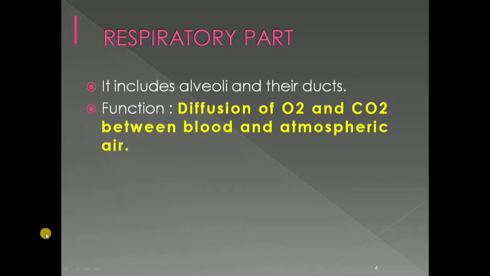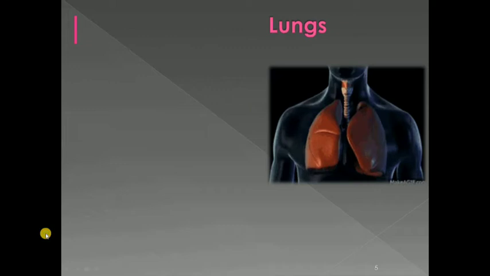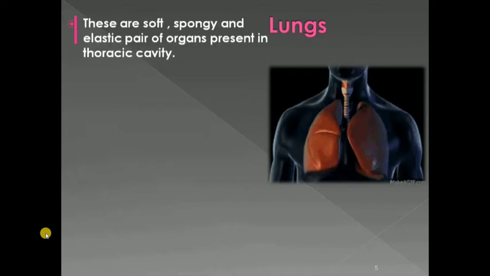Now let's take a brief review of the parts of our respiratory system. First of all, let's talk about the main organs of the respiratory system, which are our lungs. The lungs are a soft, spongy and elastic pair of organs which are present in our thoracic cavity.